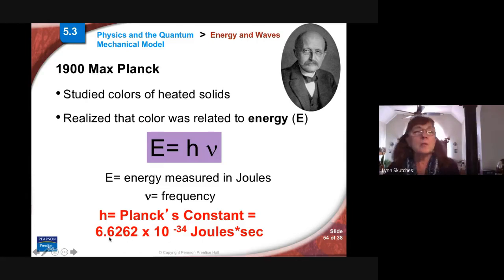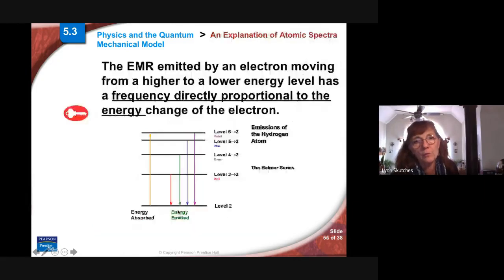And 6.6262 times 10 to the minus 34th sounds like it's impossible to memorize. You'll be surprised how well it will stick in your brain. 6.02 times 10 to the 23rd, you know, numbers that you use a lot will end up staying up in your noggin more. So joules, and notice it's not per second, it's joules times seconds. Anyhow, we're going to do some calculations with those, okay?